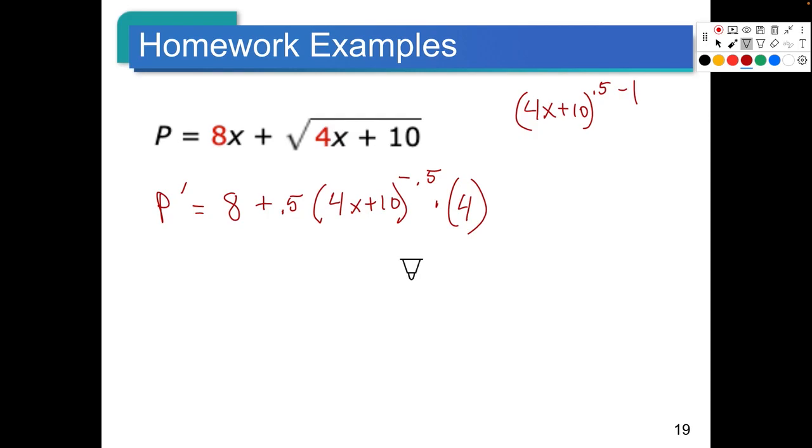So there could be some where not every term needs the chain rule. Again, this 8 sort of did. It's 8 times 1 if you want to think you could apply the chain rule to it, because you could always take the derivative of x, but it's 1. Okay.